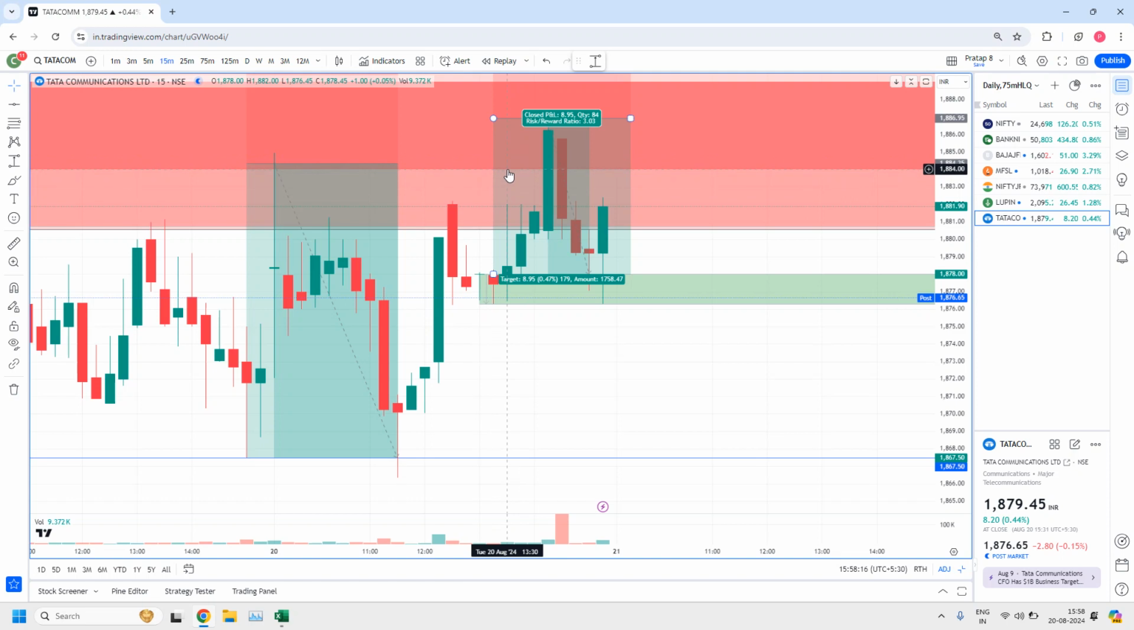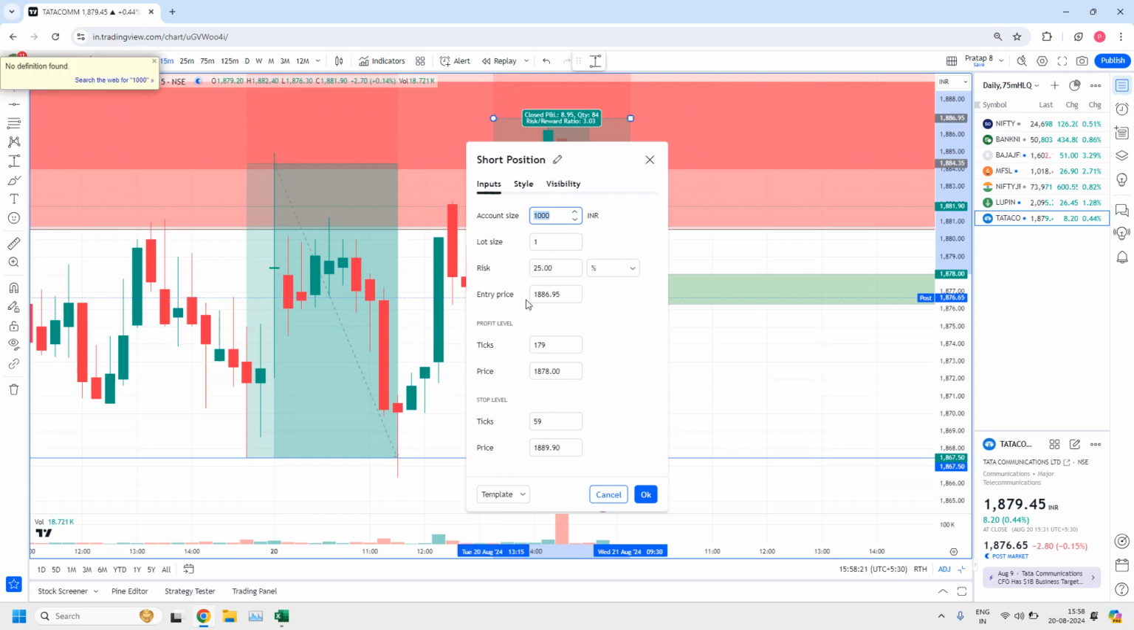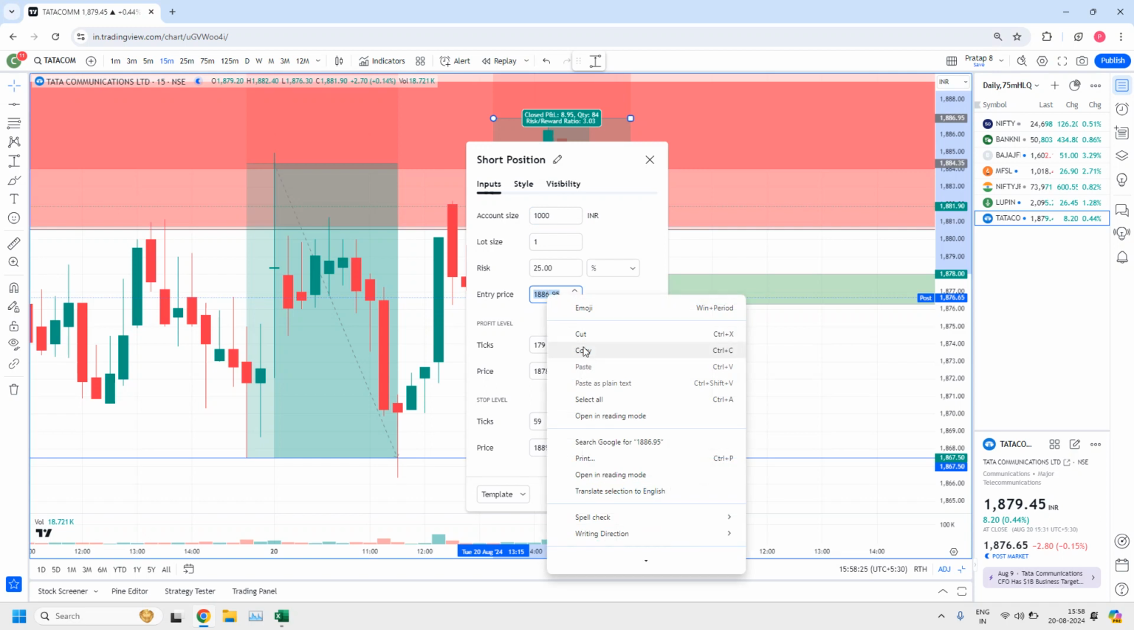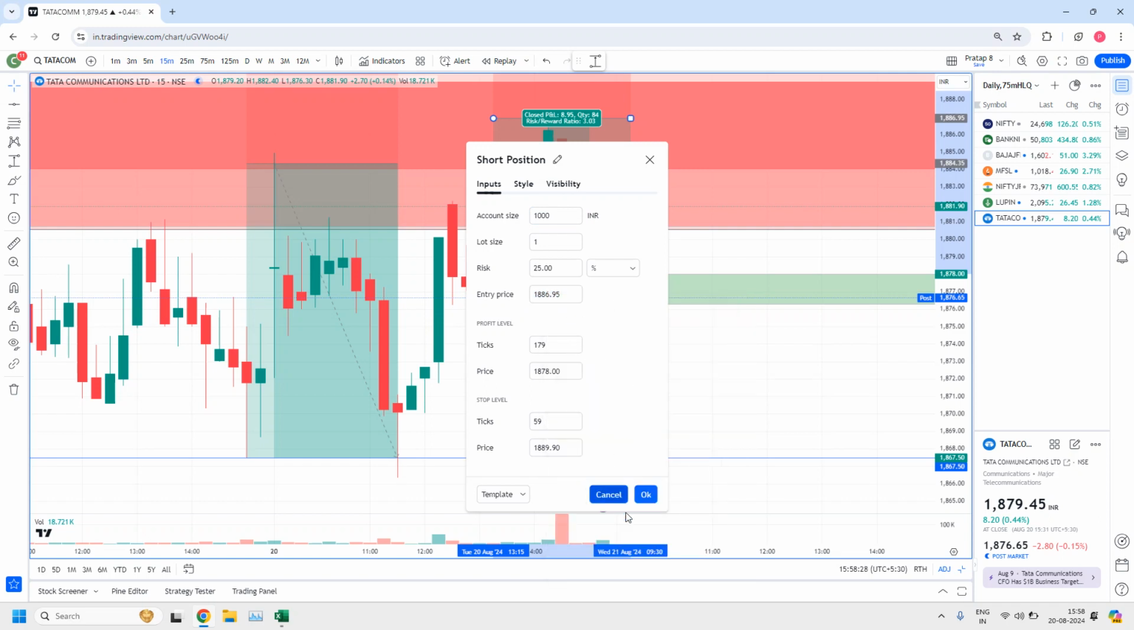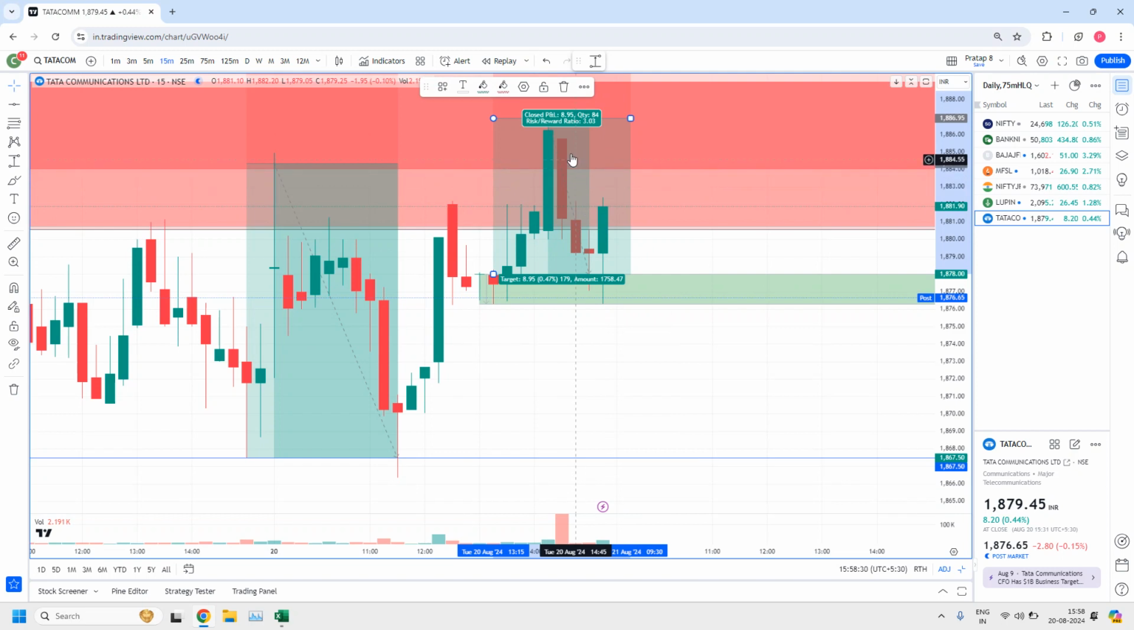you won't get the RR if you take the proximal line. See, what is our entry? 1186.95. At this price, you are exactly able to achieve the RR. See here, you are achieving 1:3 RR.